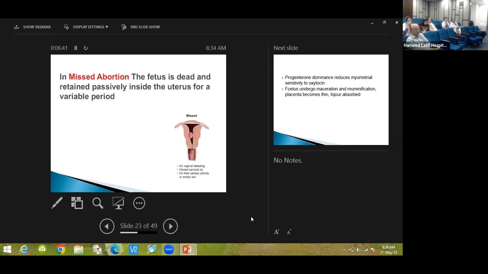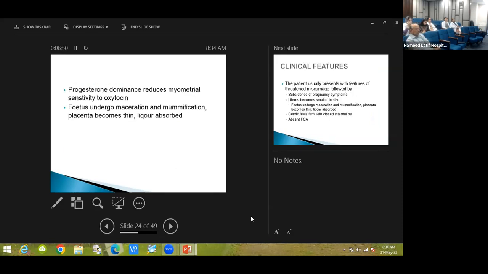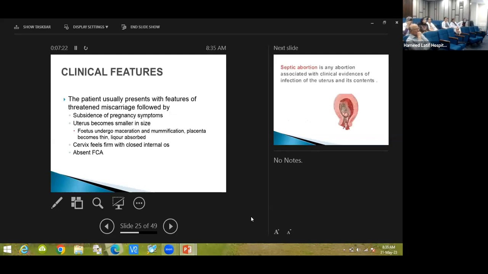In missed abortion, the fetus is dead and retained passively inside the uterus for a variable period of time. It might occur due to a continuation of the threatened abortion. The patient might be on progesterone support, and this mechanism can take place: there is progesterone dominance, which reduces the myometrial sensitivity to oxytocin, and the products of conception are not expelled completely, but the fetus dies, and maceration and mummification of the fetus takes place, and the placenta becomes thin, and the liquor is absorbed. So the uterus appears smaller.